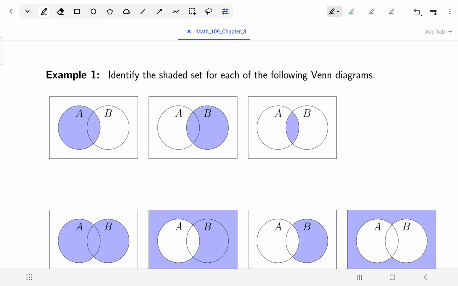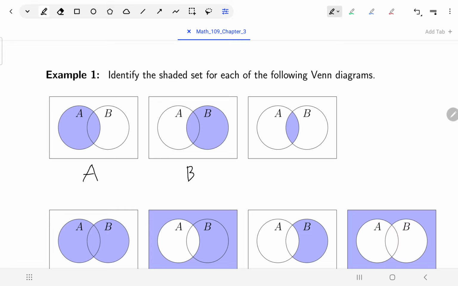I'm looking at the first Venn diagram, and if you said who has been shaded in the first Venn diagram, I've shaded the entire circle for A. So I'm indicating that what's been shaded is set A. So there we go. Similarly, for the second one, I've shaded the entire circle for B. So if I were to describe who's been shaded, I would say you've shaded set B.